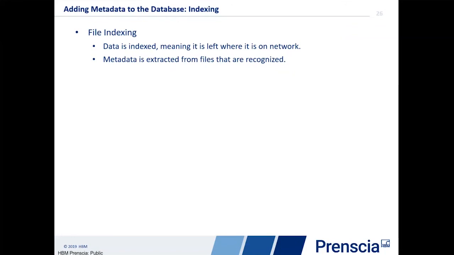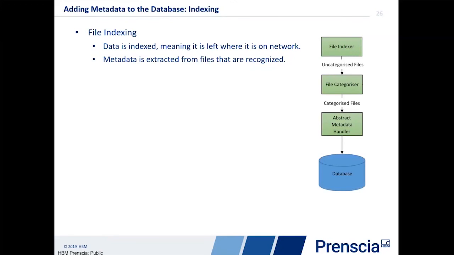And then the metadata is extracted from the files that are recognized. So it has to obviously understand what that data file type is before it can work with it further. And this is how it does that. So we have a file indexer. All files go into that. All files are looked at, and all files get certain standard metadata attached to them, regardless of what that data file is. That file then goes through what we call a file categorizer, which tries to determine what type of file it is and what can be done with that file.